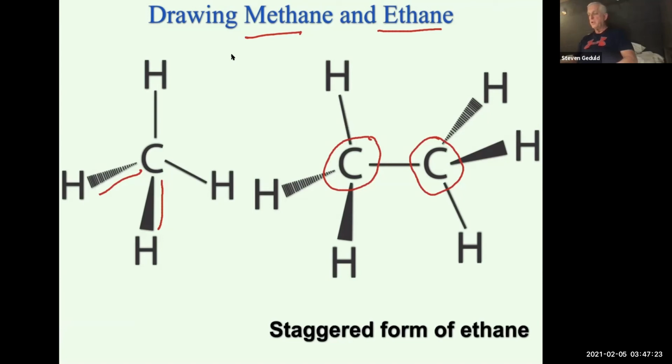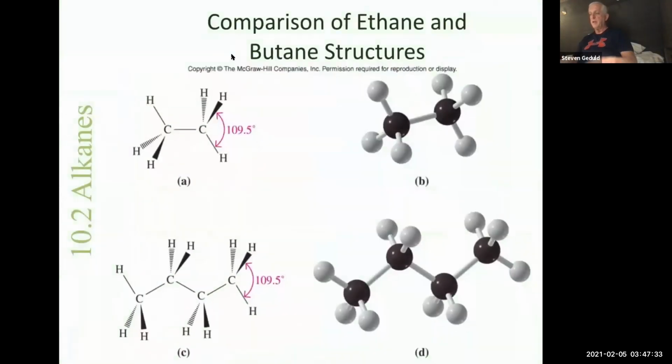Okay, this is called a staggered form because the hydrogen molecules, again, are going to interface with each other. They'll either line up or they'll stagger away from each other, which is more stable. Okay. Now we can have ethane and we can have butane. Ethane is 2 carbons. Butane is 4 carbons. Okay, and there's our 109.5 degrees.